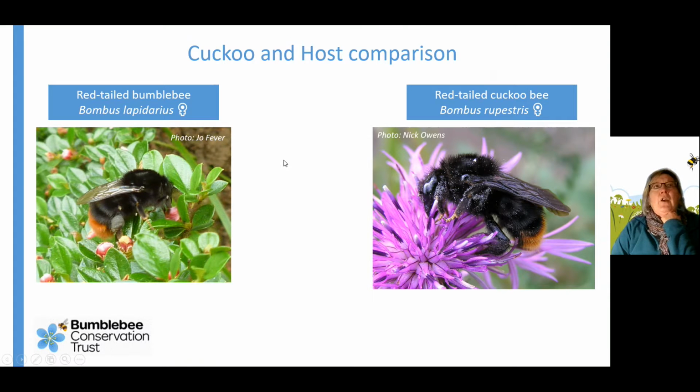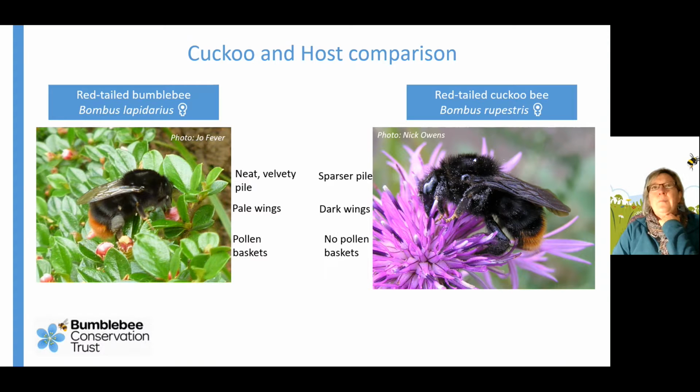Just to go back to compare the females. A red-tailed social female, Bombus lapidarius, tends to be rather neat and velvety, rather beautiful. Her cuckoo equivalent, rupestris, tends to be much sparser haired, with the integument shining through. The social red tail has pale wings, and the cuckoo red tail has very dark, often black wings.